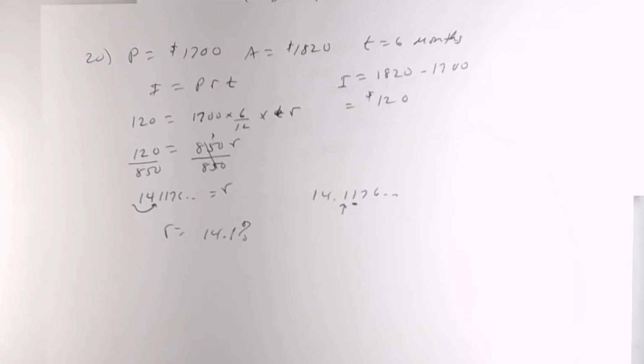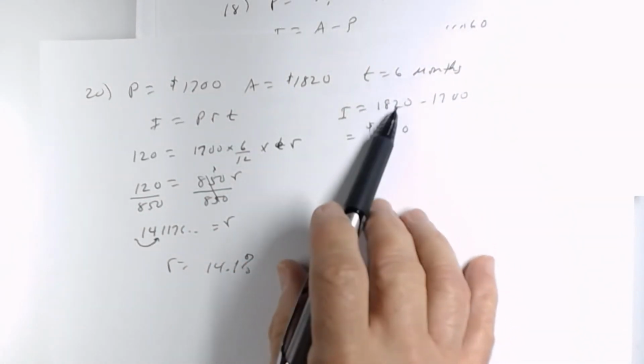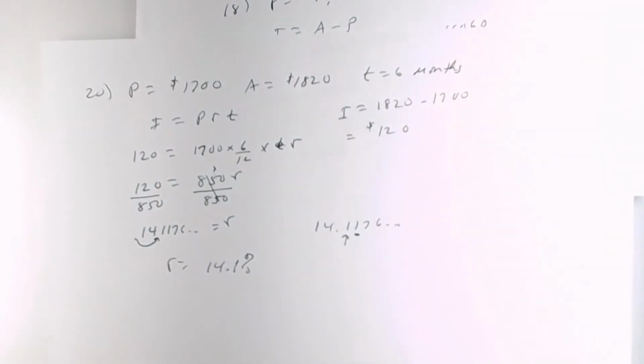So to find the rate, I would use the interest equals principal times rate times time formula, because it's easy to find the interest. You subtract the present value from the future value.